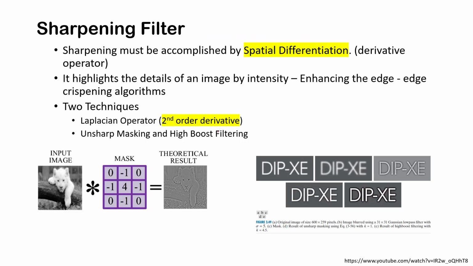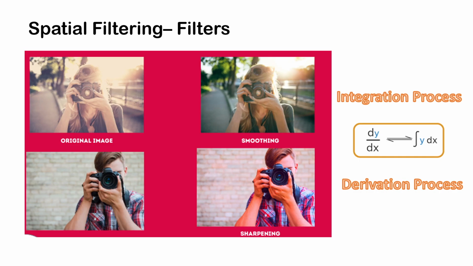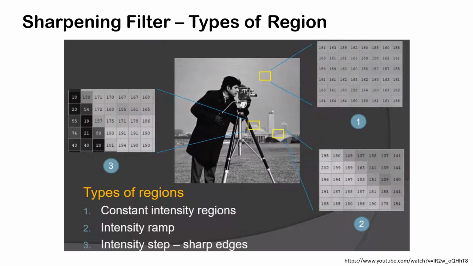So what is a sharpening filter? When we learned about convolution, there is a kernel, mask or filter that we can use to do the neighborhood process. Sharpening must be accomplished by spatial differentiation, which means on the spatial domain you have to do the differentiation, using a derivative operator. That's why I keep telling you that smoothing is more of an integration process, whereas sharpening is the opposite of smoothing, which is the derivation.